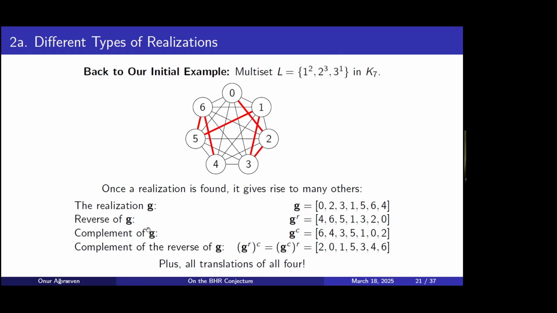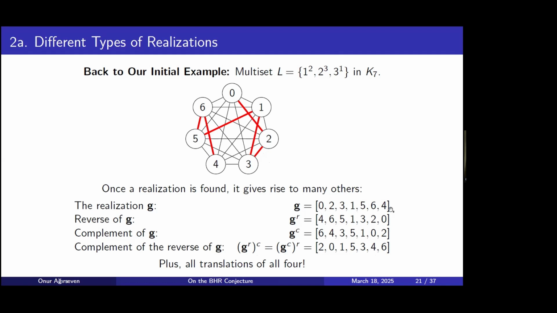That's the complement. Then you can take the complement of the reverse or the reverse of the complement. Luckily, they are the same, but it gives you another type of path. And moreover, as we described, there are these translations. So instead of starting my path at 0 and moving to 2, if I start at 1 and move to 3 and continue the pattern that way, that gives me another path.